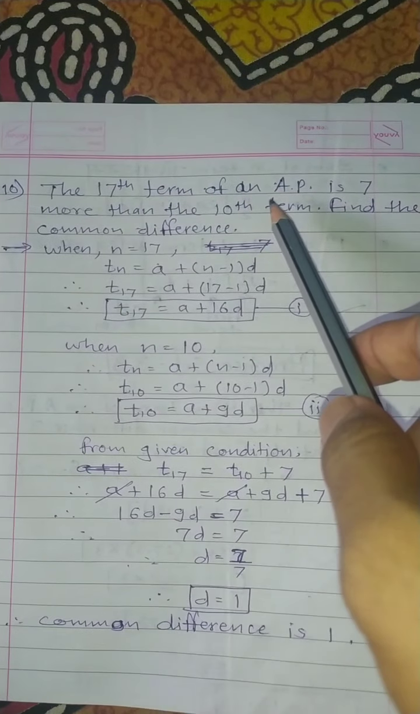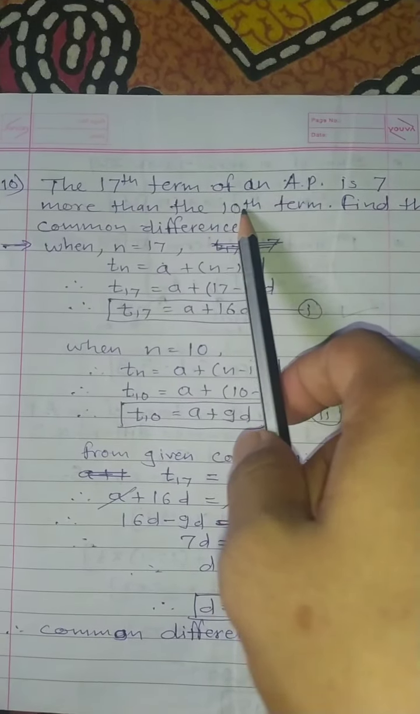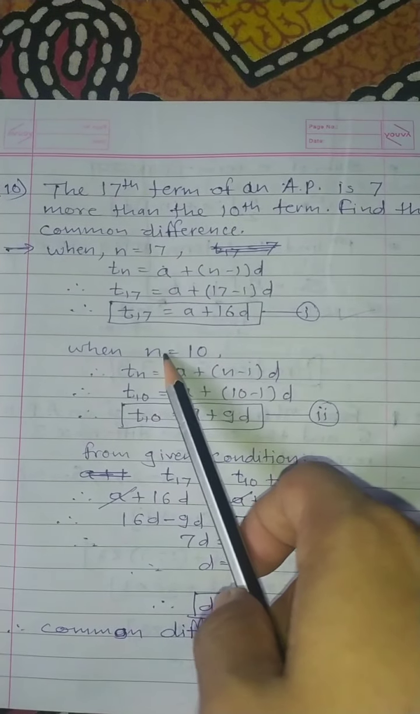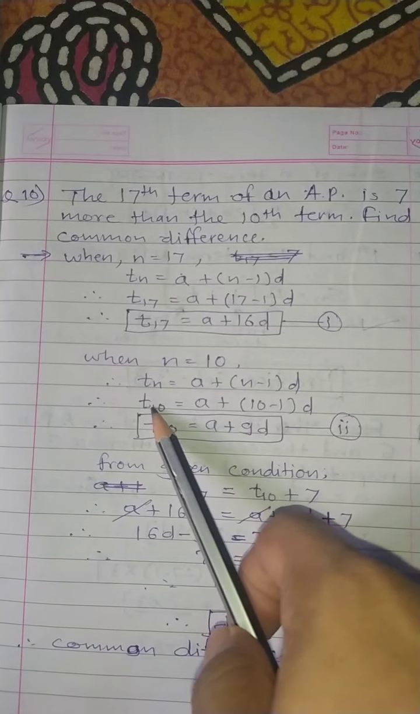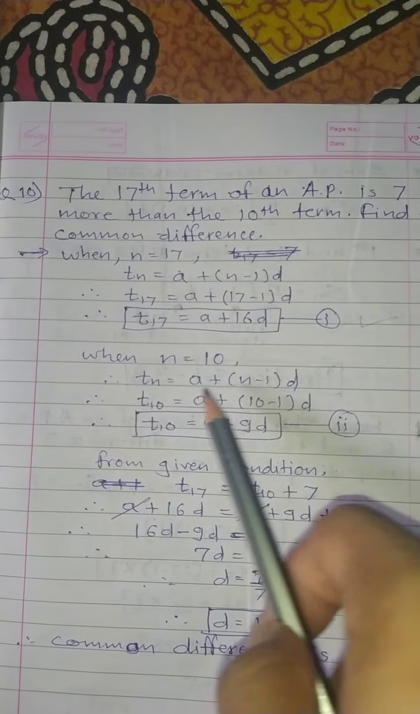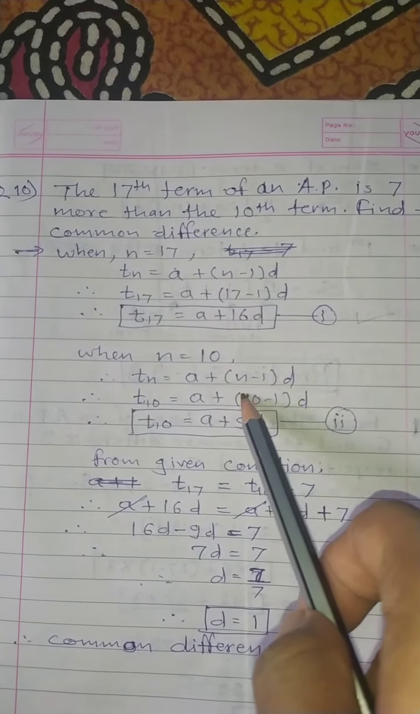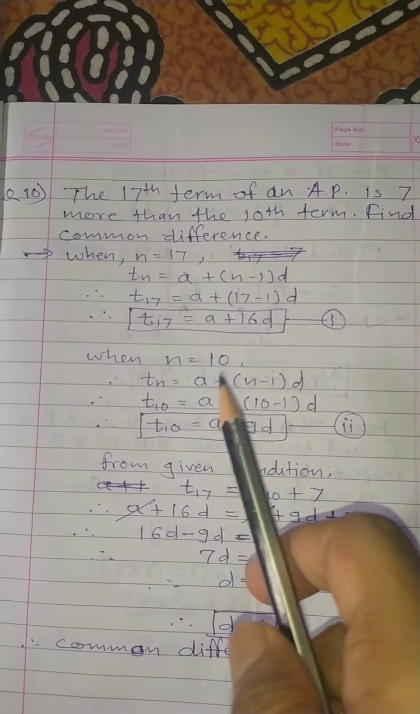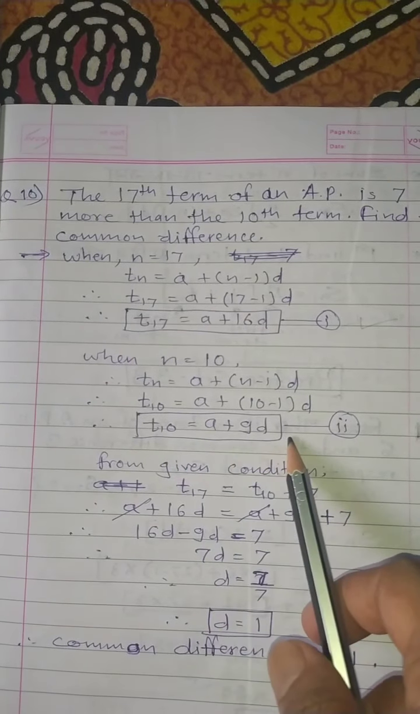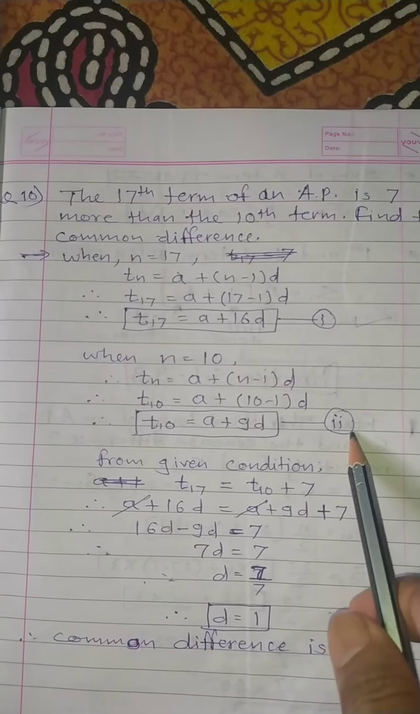Now if the 10th term is given, that means if n is 10, then we write the formula of Tn and put the value of n, that is 10. So T10 is equal to A plus 9d, that is equation 2.